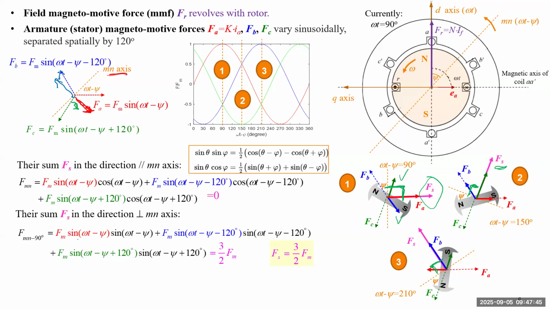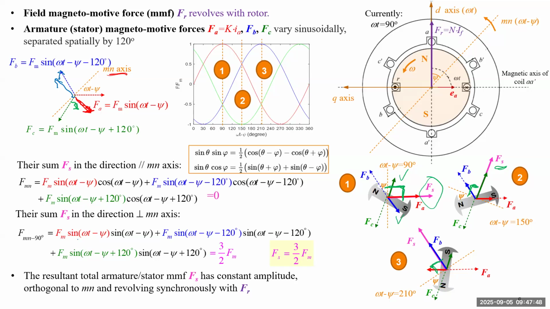Okay, so we can conclude. The total stator magnetomotive force FS, which is the sum of the three magnetomotive forces from three different windings spatially separated by 120 degrees, is also changing periodically. But when we calculate the sum, it has constant amplitude and is always orthogonal to the MN axis. The MN axis is at angle psi, which is the power factor angle of whatever the generator sees for the rest of the system, lagging the D axis.